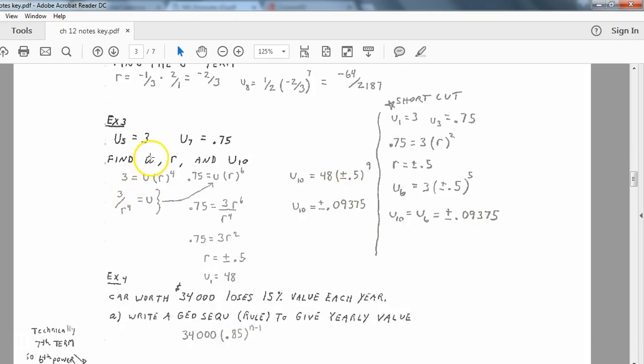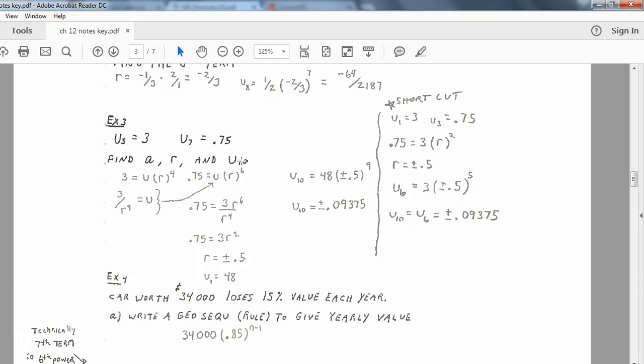For the third example, in this case, they're again looking for a specific term, but they're providing us information in a different way. Instead of showing us the sequence like we got up above, they're just giving us a couple specific terms, and we are to use that information to then figure out what the 10th term in the sequence would be. So for this one, we know the 5th term is 3, and we know the 7th term is 3/4 or 0.75, and we got to take that information and come up with the 10th term in the sequence.